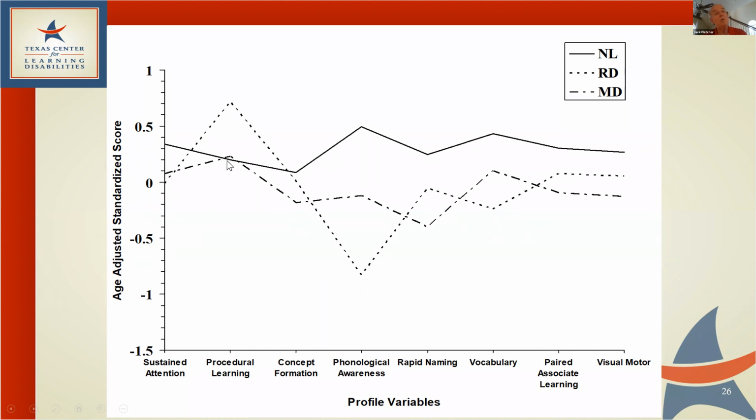These are math disabled kids. Their weaknesses in this particular study are in concept formation, but you don't have that big marker that you have with phonological awareness. What's important is that these kids not only differ in the shape, they have entirely different cognitive profiles.